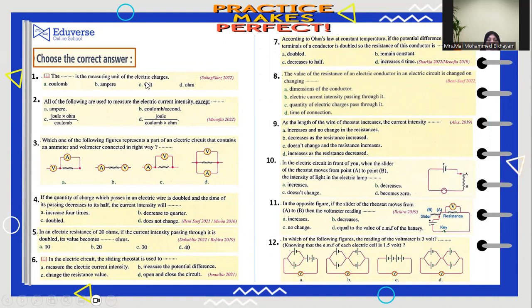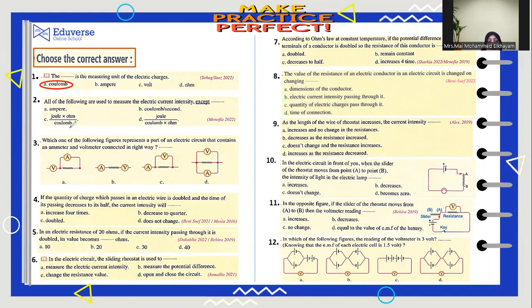The watt is the measuring unit of the electric charge. Electric charge means the quantity of a charge. So this is the coulomb. All of the following are used to measure the electric current intensity except. Okay, so I have to get the odd one here. Ampere is the measuring unit of electric current intensity. Coulomb over second, yes, also, because it is quantity of charge over time.